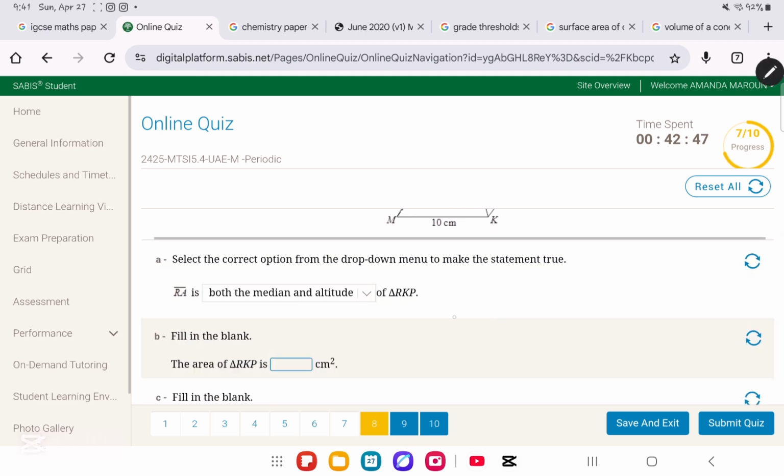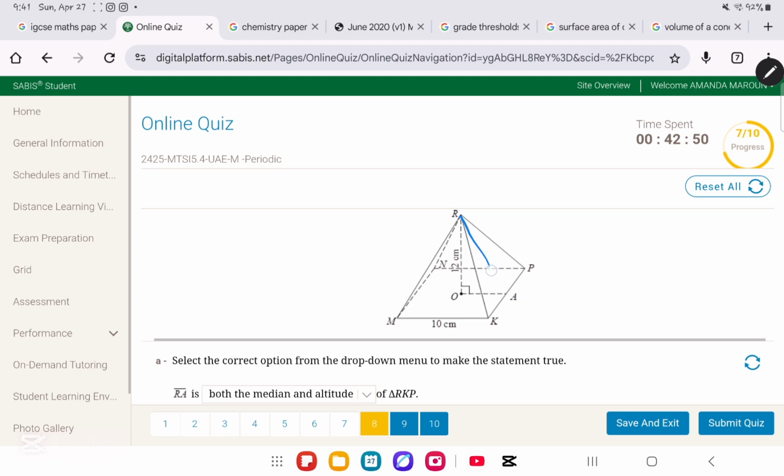Now, the area of triangle RKP. In order to find the area of a triangle, what we will need to do is we will need to find the base, and we will multiply it then by the height and divide by 2.